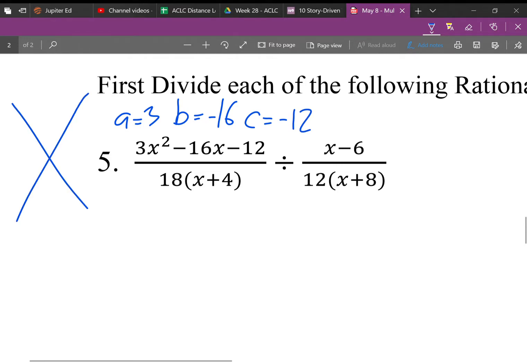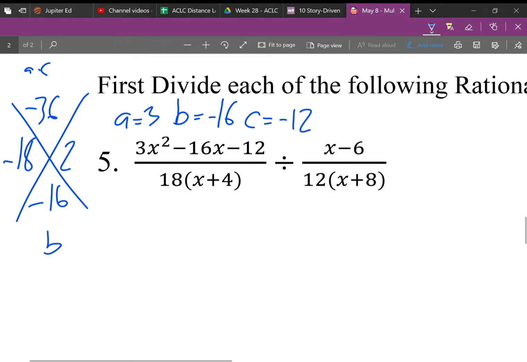So in our X, with our a times c at the top, 3 times negative 12 is going to be negative 36. B is going to be negative 16 on the bottom. And there are a lot of ways to make negative 36. It actually took me a while on this one. But the numbers that work here are going to be negative 18 and positive 2.